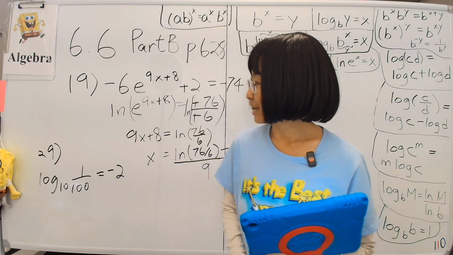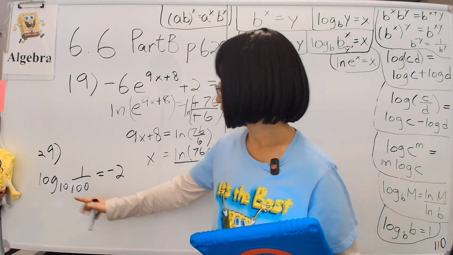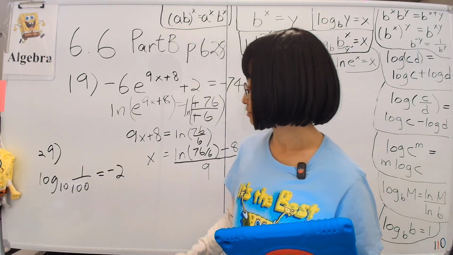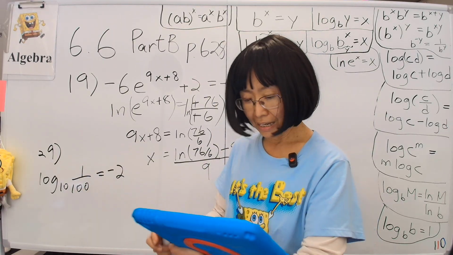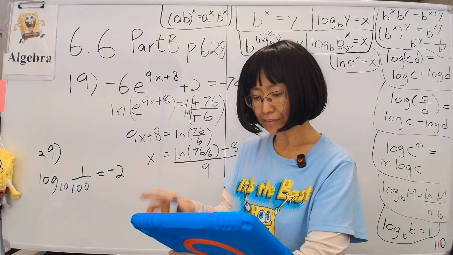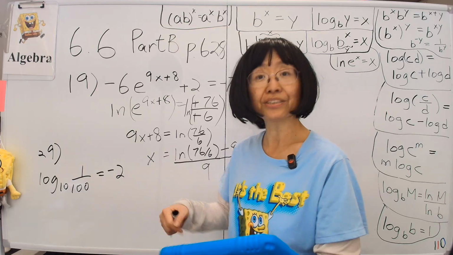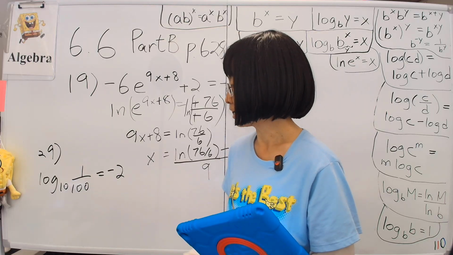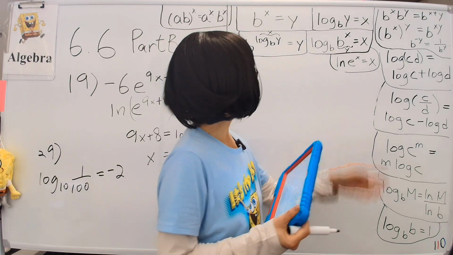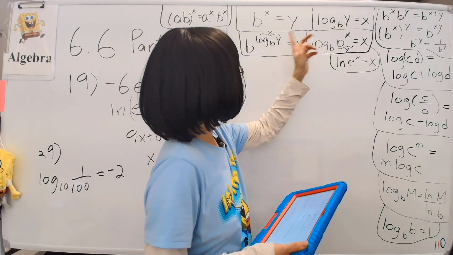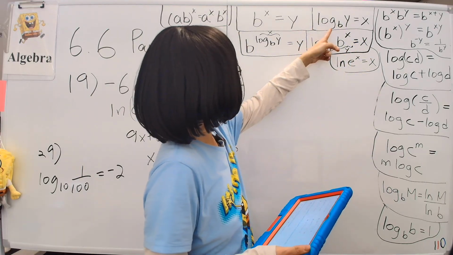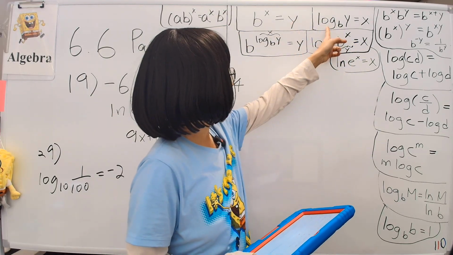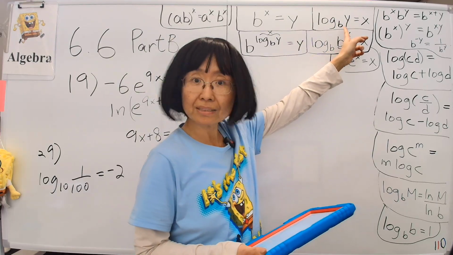All right, now problem 29, we have log base 10 of 1 over 100 equal to -2. It says to use the definition of a logarithm to rewrite the equation as an exponential function. What's that supposed to mean? That means we need to go, let's see, from here to here. That is, we have this equation right here where b is 10, right?